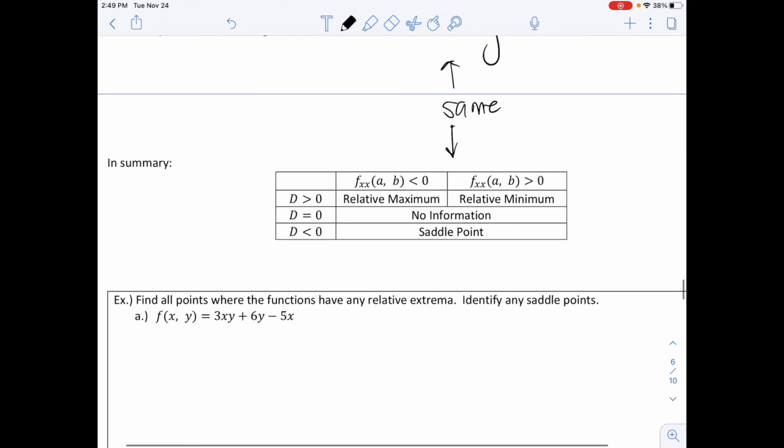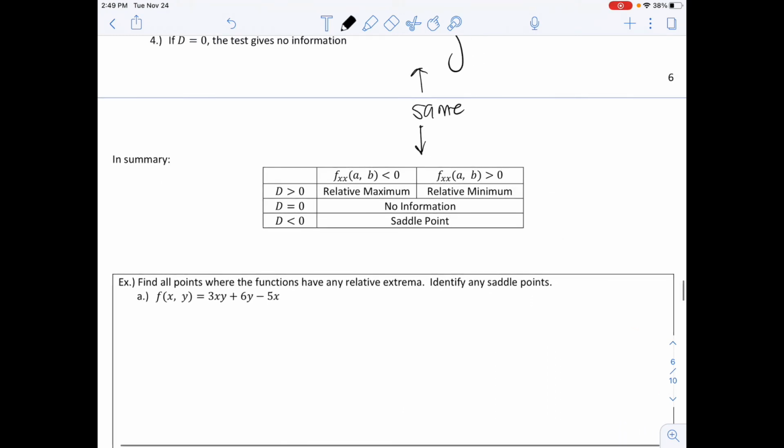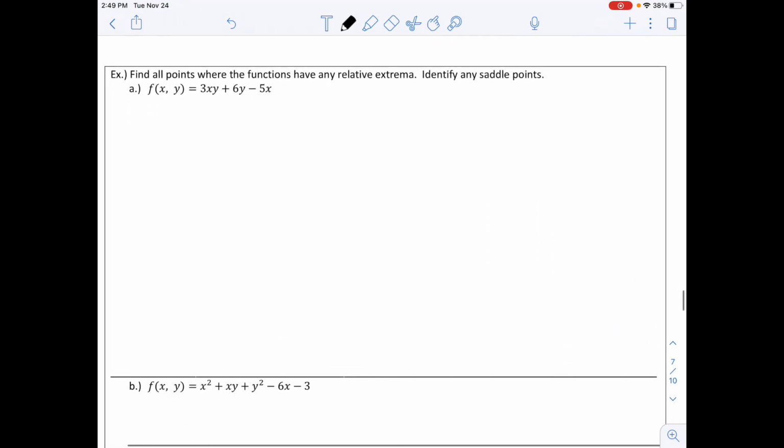So the next example that we have says to find all points where the function has any relative extrema and to identify any saddle points. So those are the directions that you typically will see when doing these problems. And so the first thing is I need to find my second order partial derivatives. And in order to do that, I need to find my first order partial derivatives.